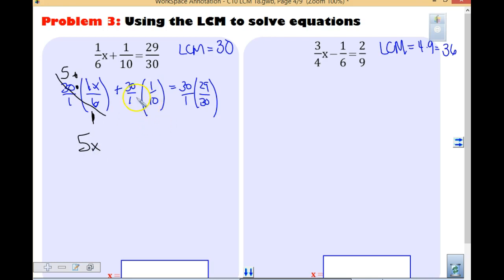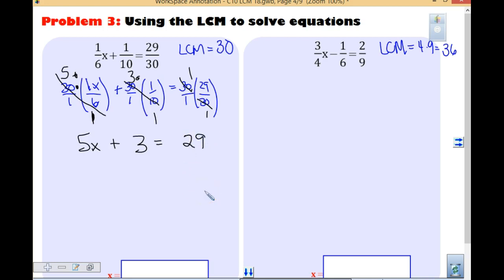The next one, Ashley. 10 goes into 30 and 10. 10 goes into 10 how many times? Once. 10 goes into 30 how many times? 3. So we're going to now have 5x plus 3 times 1. 3 times 1 is going to leave us with just 3. Okay. Audrey, if we look at that next one, 30 goes into 30 how many times? 1. So this is going to become a 1. This one's going to become a 1. And Dan, we are left with? 29.